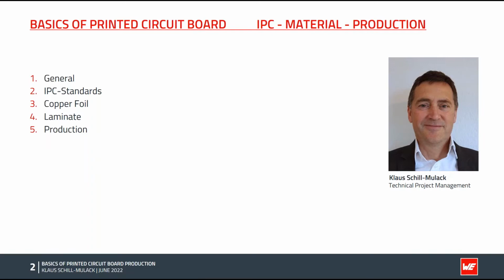So what we will talk about today is a general overview about PCB technologies. We will look at some IPC standards. We will look at copper foils and laminate. This means the base materials, and we will have a look at production for, I would say, a 4 or 6 layer multilayer with core production technologies.